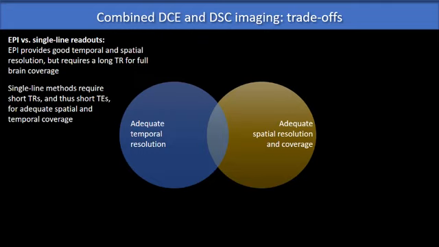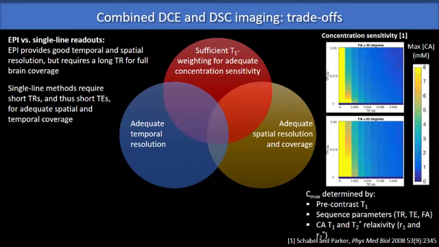Going into more detail on these trade-offs, the first thing I typically think about is temporal resolution versus spatial resolution and our coverage. DSC typically uses EPI. It gives us a good trade-off between our temporal resolution and our spatial resolution. The longer TR gives us enough brain coverage. For DCE, a lot of times we'll use a single line method. It allows for the short TRs and short TEs to get that spatial and temporal coverage. But that's not enough. We can't just balance those two, so we also have to think about how we want to do our DCE really well.